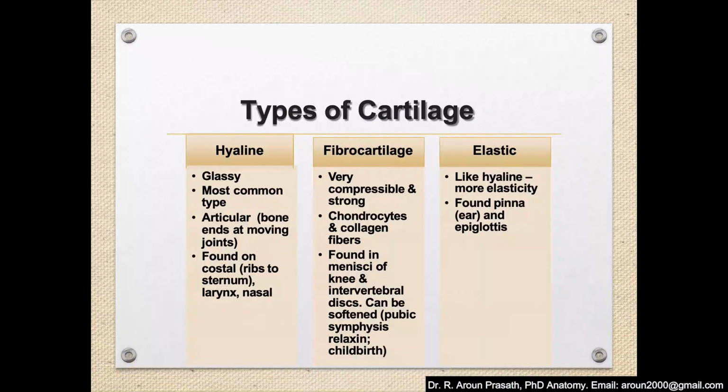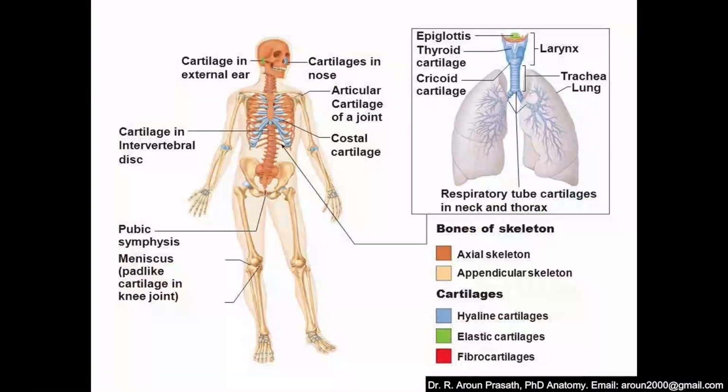Next, the fibrocartilage. It is very compressible and strong, made up of chondrocytes and collagen fibers, and found in the menisci of the knee. In the knee there are 2 menisci discs, I will show you. Then the intervertebral discs and the pubic symphysis joints all have fibrocartilage. Then the elastic cartilage is found in the ear pinna and the epiglottis. They are more elastic in nature. When you look under the microscope, you can see a lot of elastic fibers in this elastic cartilage.